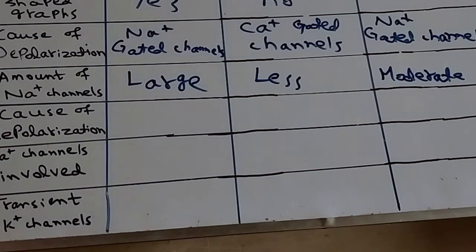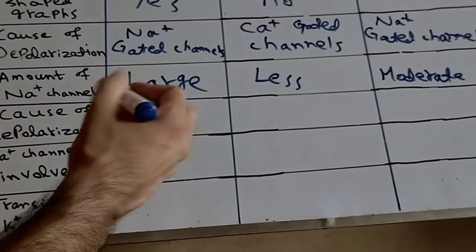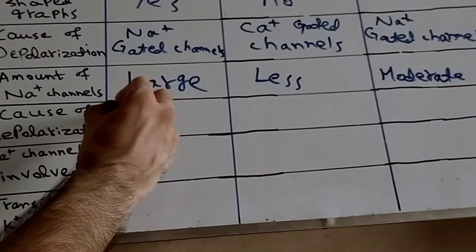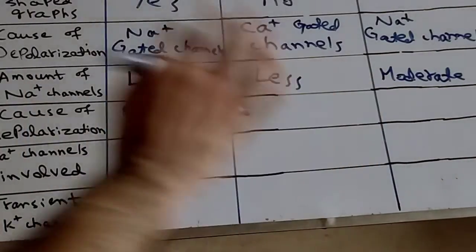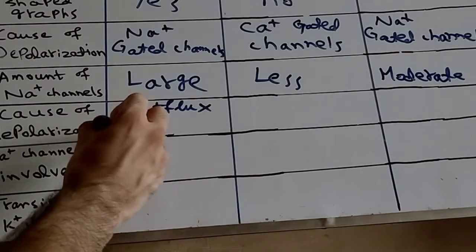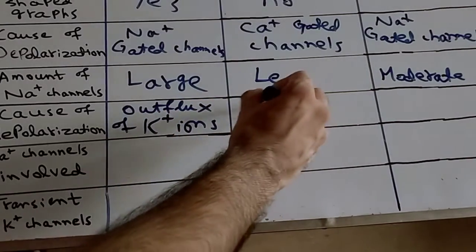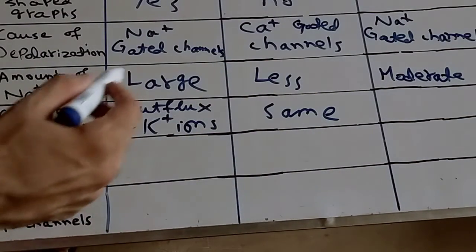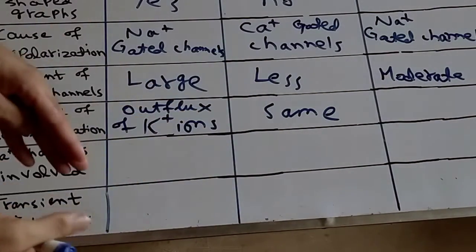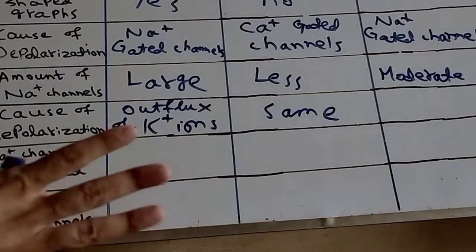Now talking about the cause of repolarization in three of these muscles. So cause of repolarization are the outflux of the potassium ions. So these are same. So cause of repolarization in three of muscles is same. That is the outflux of potassium ions through potassium channels. And we will write the same here, because in three of muscles the cause of repolarization is the outflux of potassium ions, because when potassium ions would move out, there would be a restoration of the resting membrane potential.